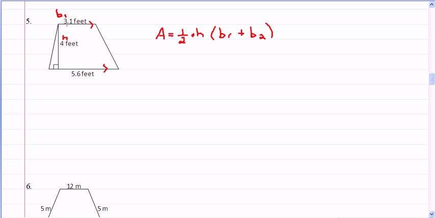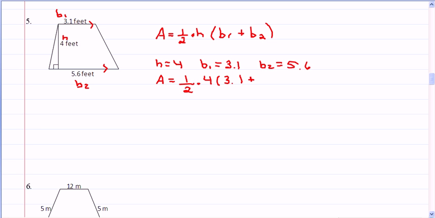I'm just going to make this top one base 1 and this bottom base 2. So we have a height of 4. We have base 1 equal to 3.1. And we have base 2 equal to 5.6. So once I have all of my values, I just substitute them into the area formula and calculate the area. So I have 1/2 times 4 times base 1 is 3.1 plus base 2 is 5.6.